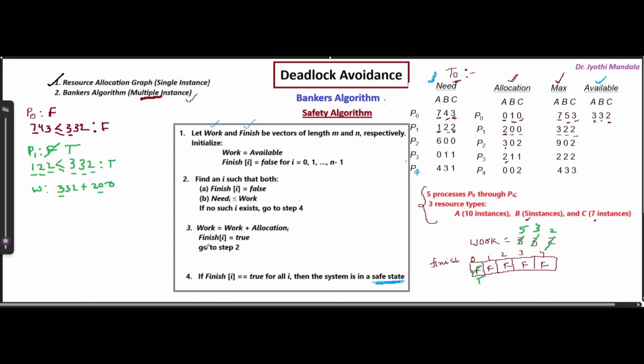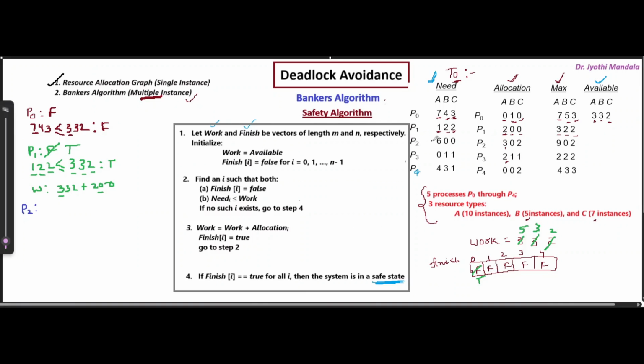Now, after that, what we need to do? It is telling go to step 2. So let us go to step 2. We need to find another process. Let us call it P2. So the P2 process I have selected now. And for P2, again we follow the same old steps. Finish of P2 is false. Yes, it is false.